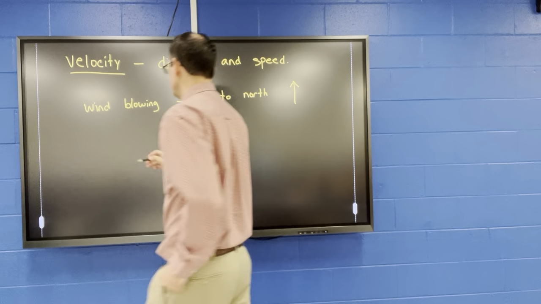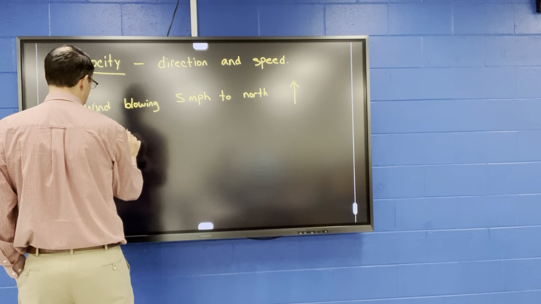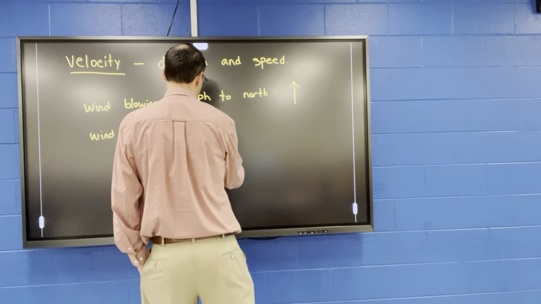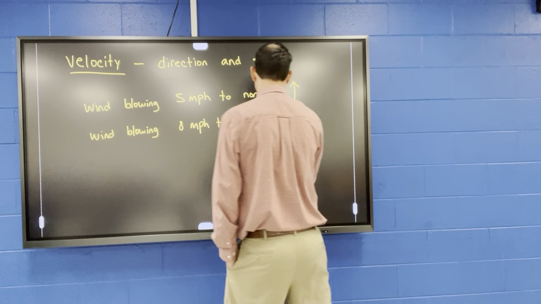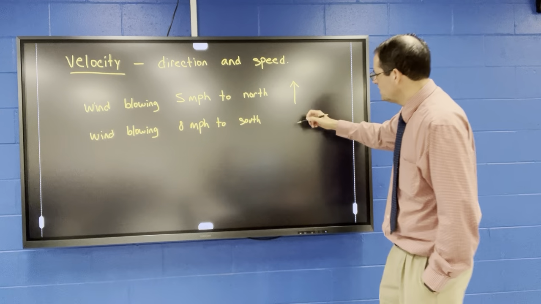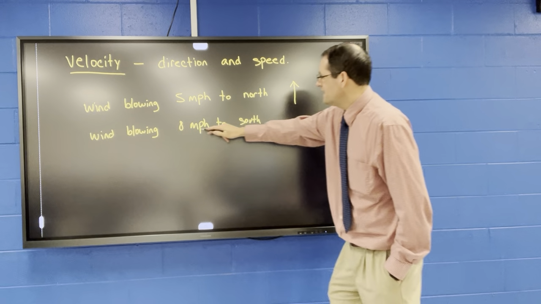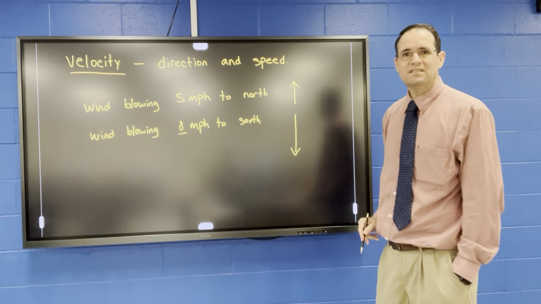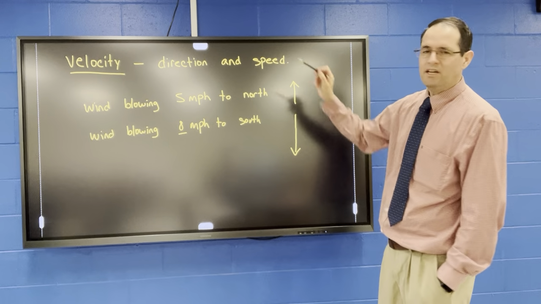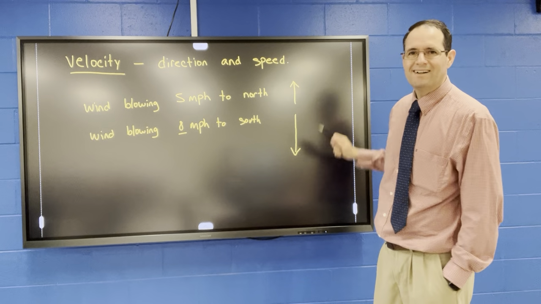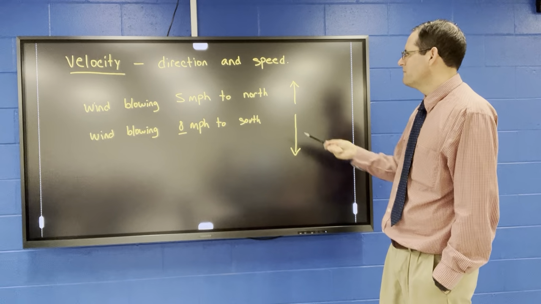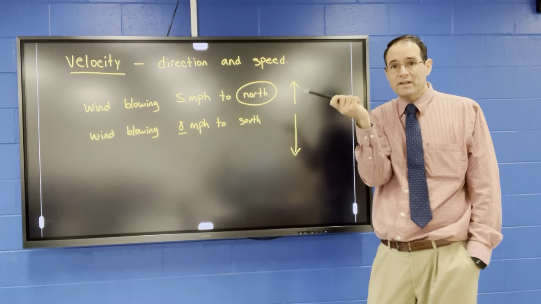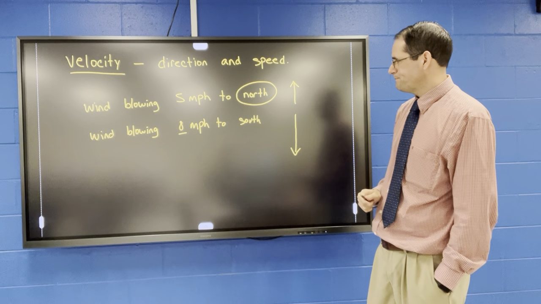If the wind is blowing 8 miles per hour to the south, we can indicate that with an arrow pointing down, but 8 is a larger number than 5, so we would indicate that with a larger arrow pointing to the south. So when you're talking about velocity, it's very important to note in which direction it is going, either with a vocabulary word like north, or graphically with an arrow pointing a certain direction.